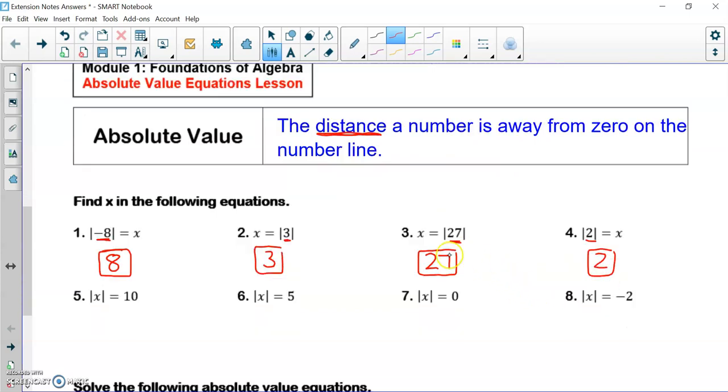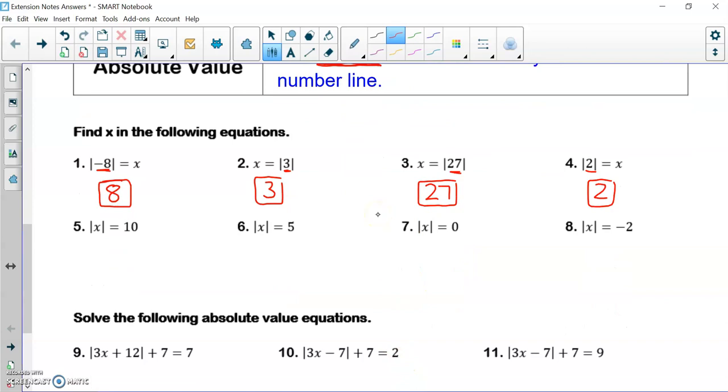All right. Now 5 through 8 are different because this time x is in your absolute value. The absolute value of x equals 10. So x, inside of my absolute value, could be a -10, because the absolute value of -10 is a positive 10. But also x could be just 10, because the absolute value of 10 would also give you a positive 10 and make this equation true. So x could be -10 and 10.